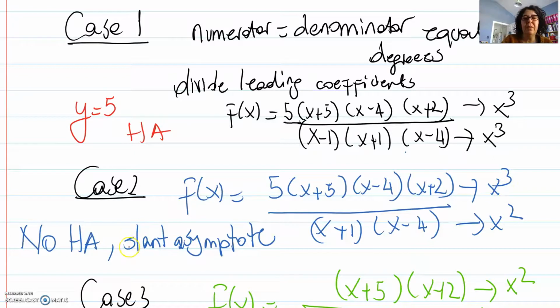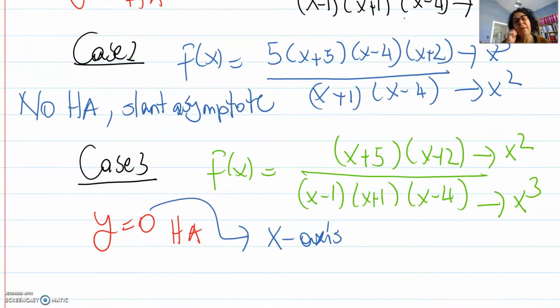There's no horizontal asymptote. We need to make that division, which is coming in module 3. Just write down "no horizontal asymptote." There is a slant asymptote. Why? The numerator has a higher degree than the denominator. Case 3, the denominator has a higher degree, then the horizontal asymptote will be y equals 0.